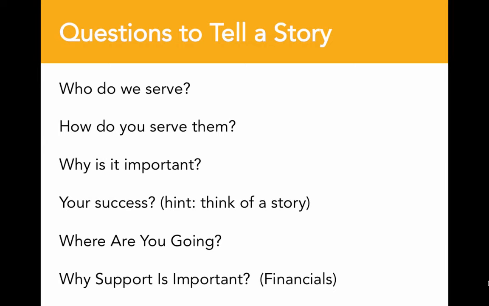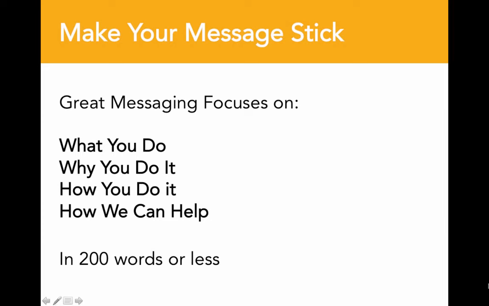So great messaging, when you're focusing on your messaging, these are the things it should focus on: what you do, why you do it, how you do it, and how your donors can help. And creating this kind of messaging in a very short blurb, 200 words or less, is actually extremely difficult. All of us want to say a lot of different things about what we do. We want to talk about all of our programs, all the different kinds of people that we serve and all the different things that we do as an organization. However, getting into all of those details gets very jumbled and confusing when we're messaging it in a solicitation.